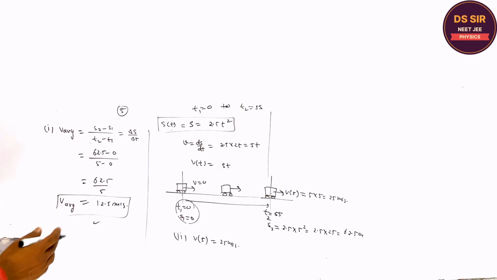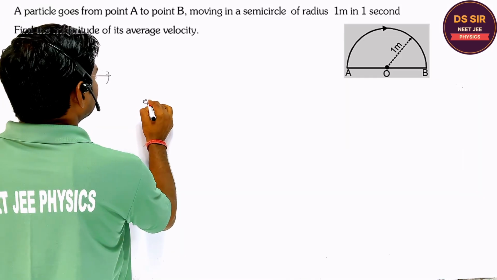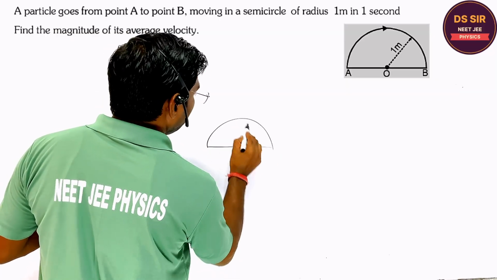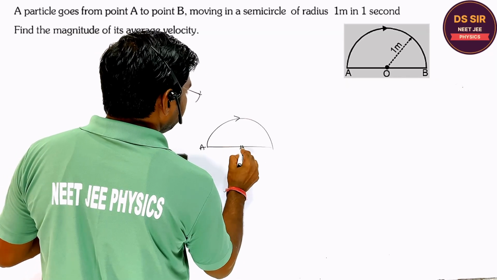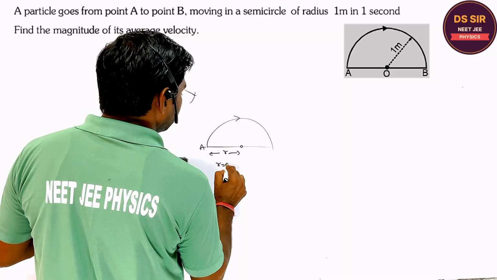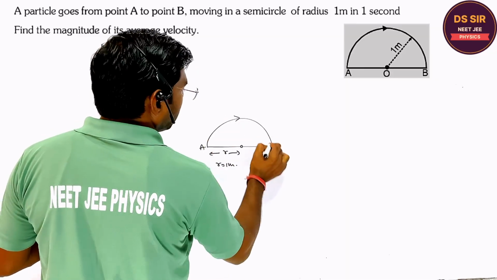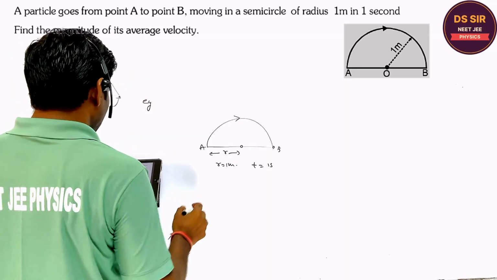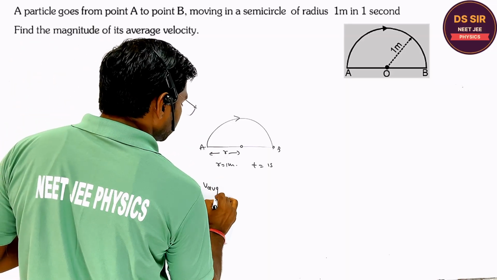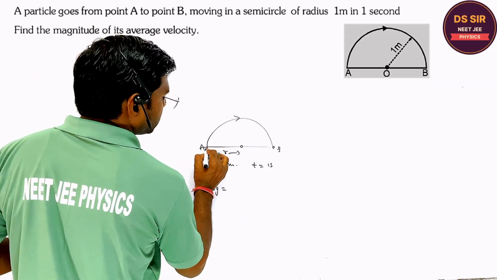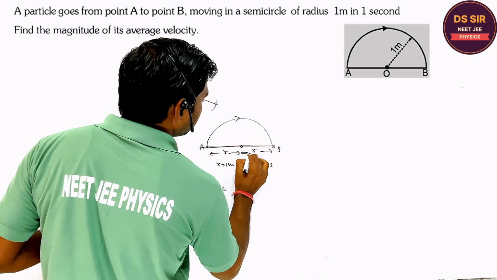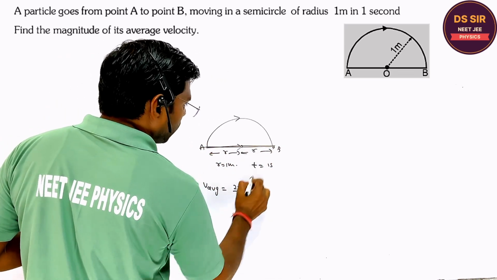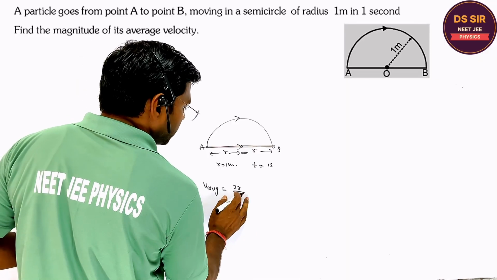Right? Copy this. So read this question. In this question, a particle goes from A to B along the semicircle. The radius is R is equal to 1 meter. And the total time from A to B is 1 second. Is it clear? Find the magnitude of the average velocity. Average velocity is nothing but total displacement. What is the total displacement? Line joining initial to final position, say 2r. And what is the total time? Say t is the 1 second.